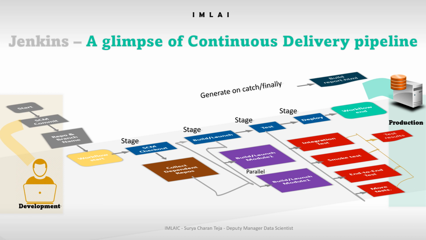So as usual, it begins with a developer. A developer has committed and pushed the code into their repo and their branch name. Then once it is committed and pushed into GitHub, from there your actual continuous delivery or deployment pipeline starts. Yes, so the code has been committed and pushed into GitHub.